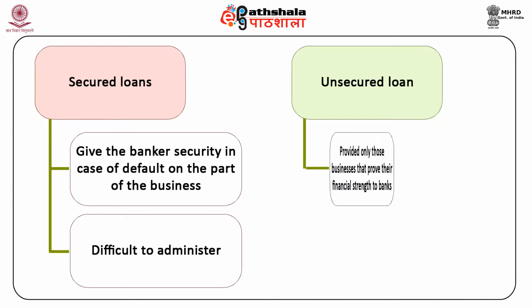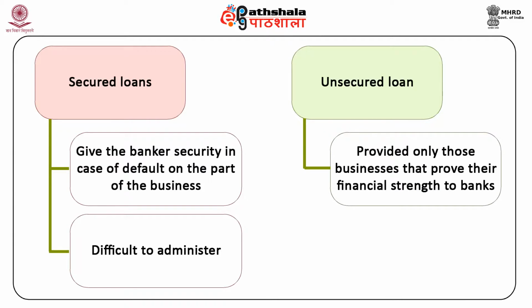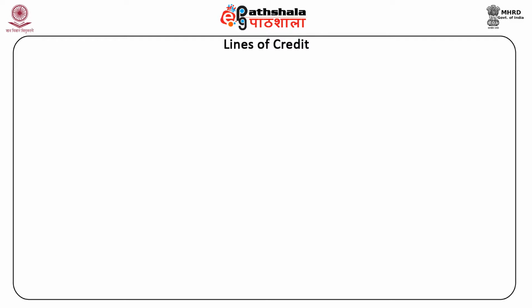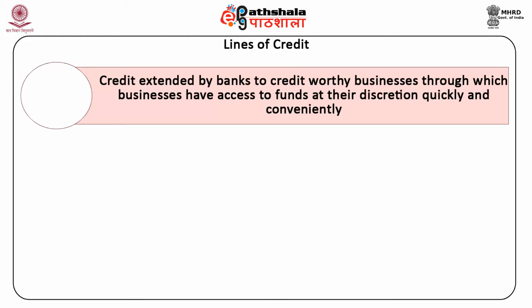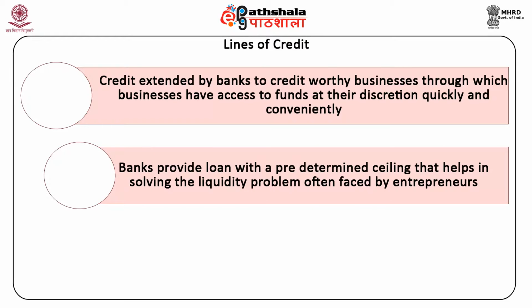Unsecured loans are provided only to those businesses that prove their financial strength to the banks. A line of credit is a form of credit extended by banks to credit-worthy businesses through which they have access to funds at their discretion, quickly and conveniently. The banks provide loans with a predetermined ceiling that helps in solving the liquidity problem often faced by entrepreneurs.